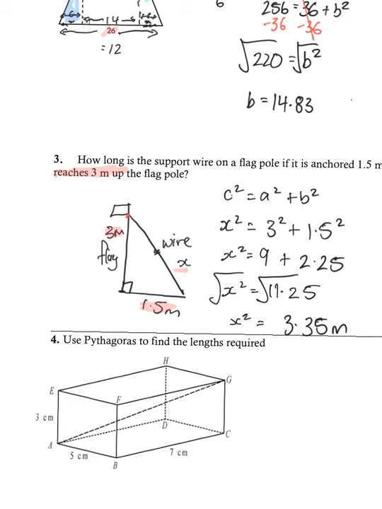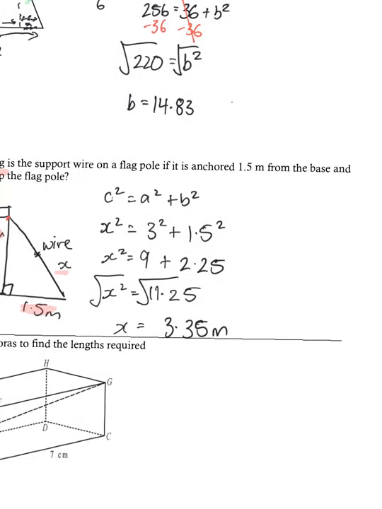Cool. Oops, I realized I made a mistake here. This shouldn't say x squared. This should just say x. Oh, I'll just redraw it again. So x equals 3.35 meters. Okay, and if you wanted to add into that, you could say, therefore, the support wire is 3.35 meters long. Cool.